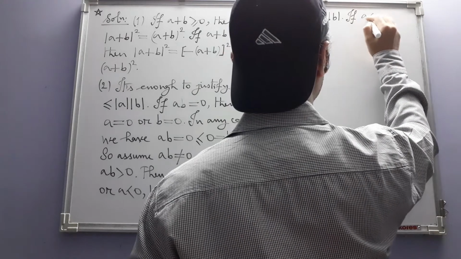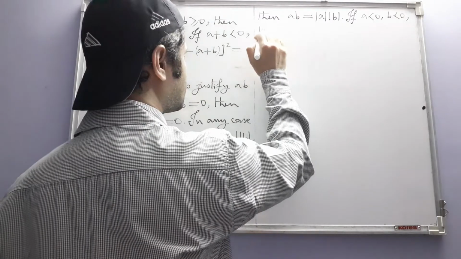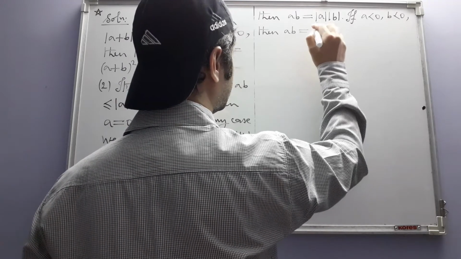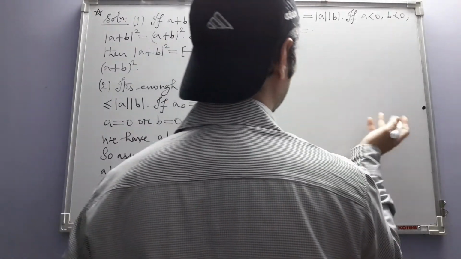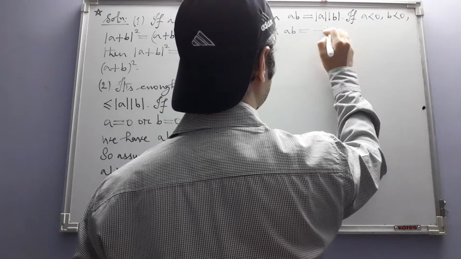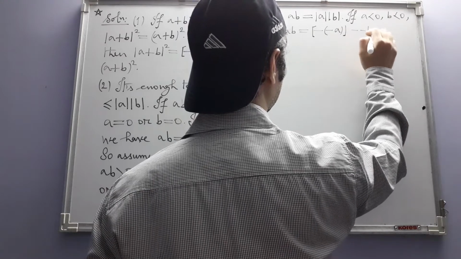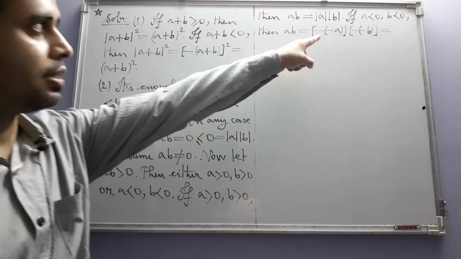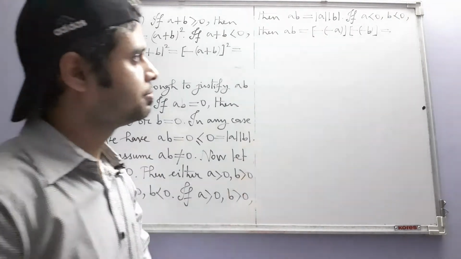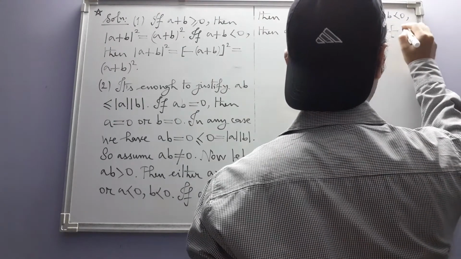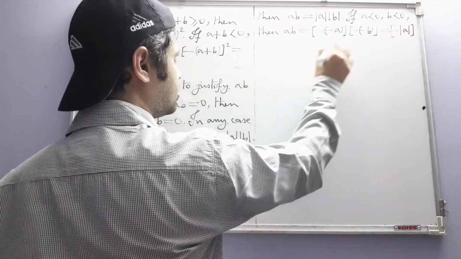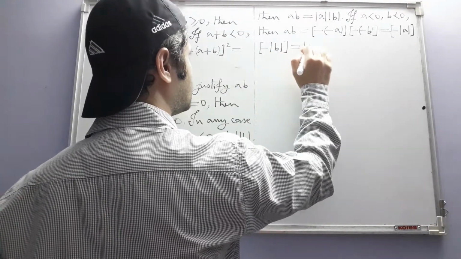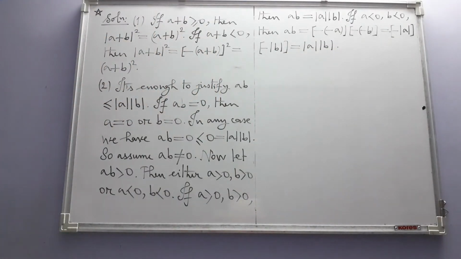If on the other hand A and B are both negative, then AB can be written as, if I write it like that, then it will be more clear, minus of A times minus of B. It will be clear why I am bringing minus. If A is negative, then minus of A is absolute value of A. And just like that, minus of B is absolute value of B, and we have one extra minus, and this is equal to this.